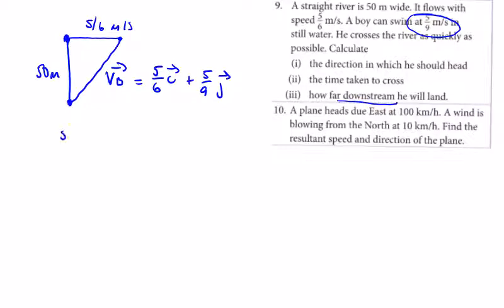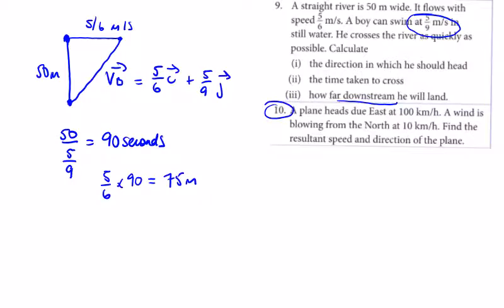So if he goes across 50 meters and he's traveling at 5/9, it's the same as 450 divided by 5, which is 90 seconds. And if it's dragging him down 5/6 of a meter every second in 90 seconds, that's going to be 15 by 5, 75 meters downstream.